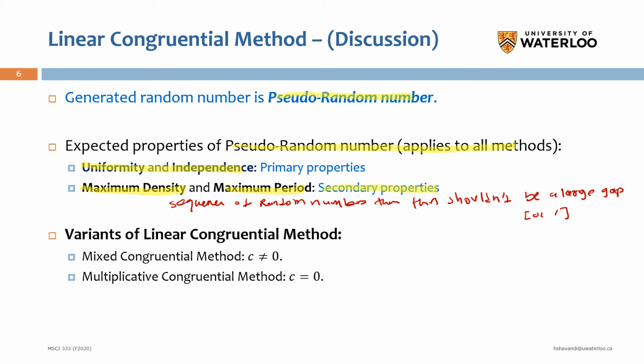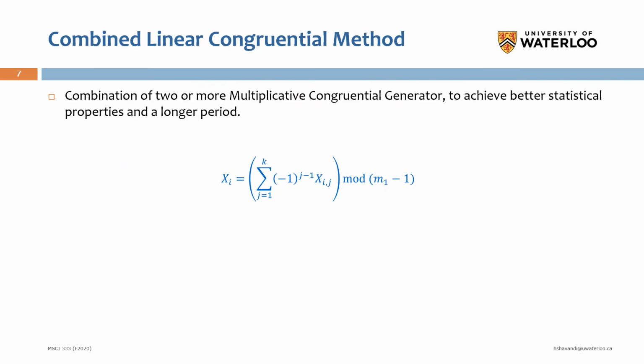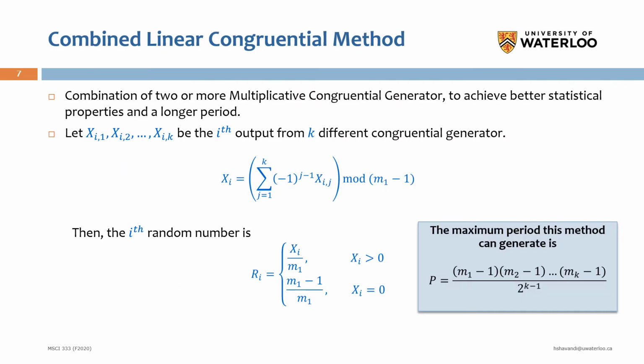Okay, and the variants that we have for the linear congruential method can be these two. If we have a non-zero increment c, then our method is called the mixed congruential method, and if we assume the increment is 0, then that method is called the multiplicative congruential method. The second method that we have here is the combined linear congruential method.